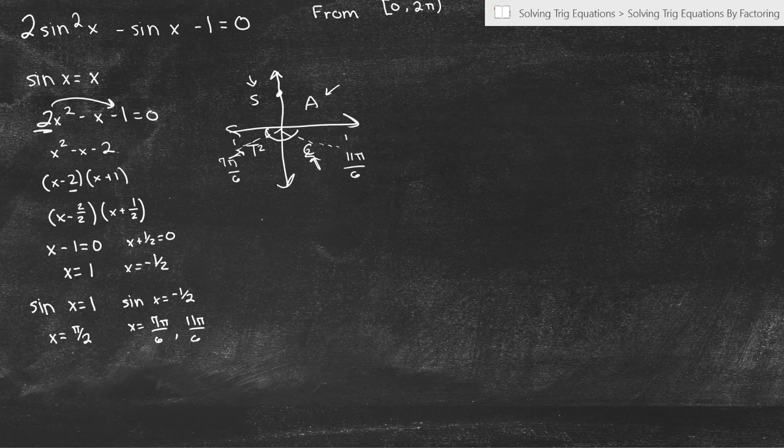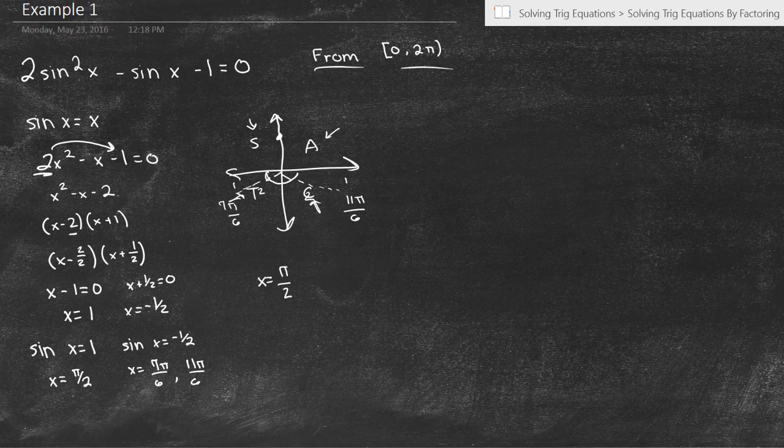So to recap, all of our answers would be x equals, just from the interval from 0 to 2 pi, which we said right here, x equals pi over 2, 7 pi over 6, and 11 pi over 6.